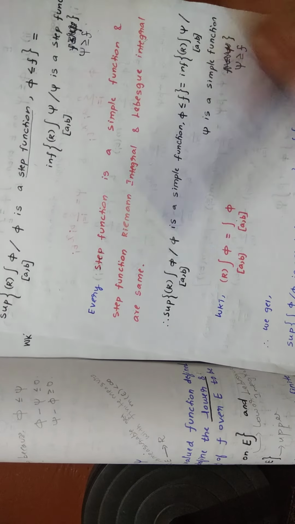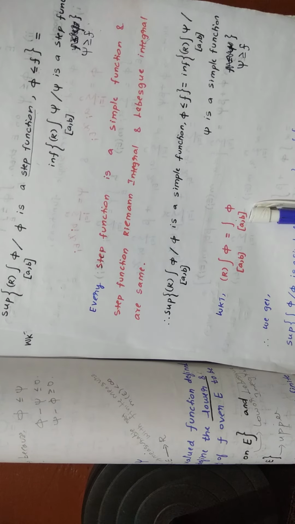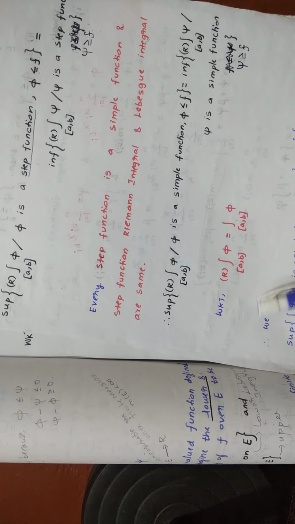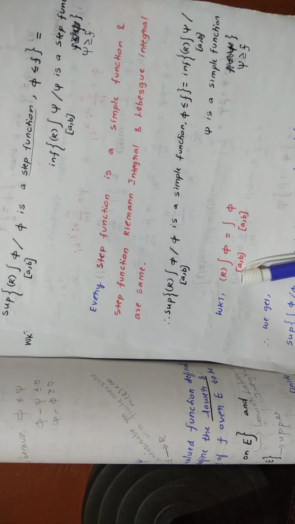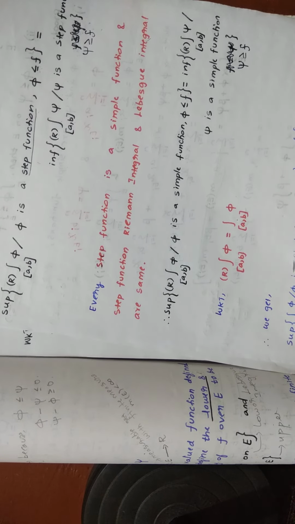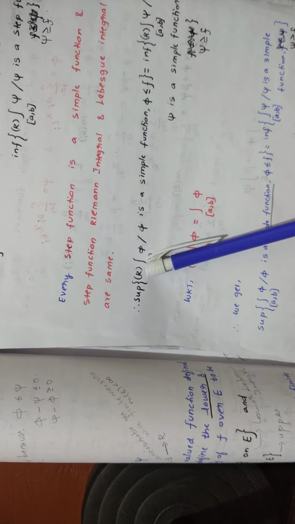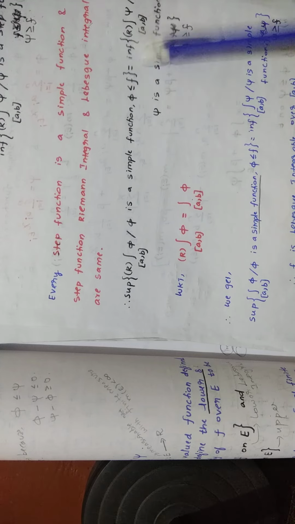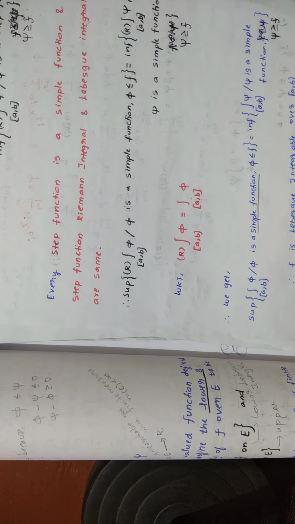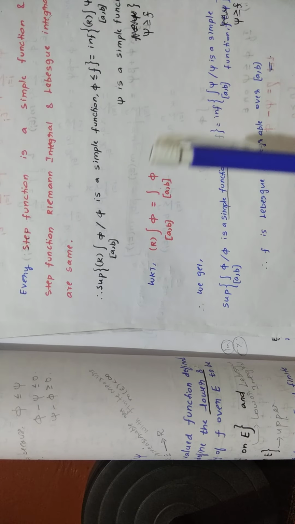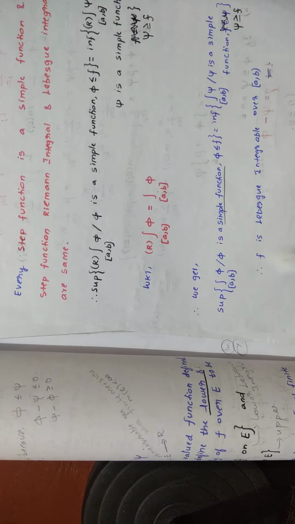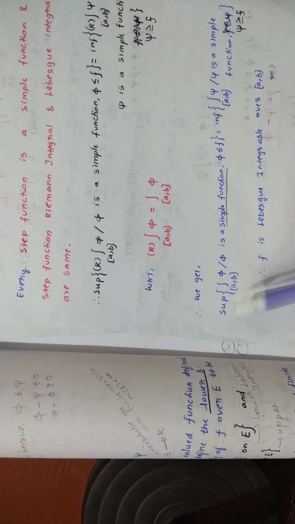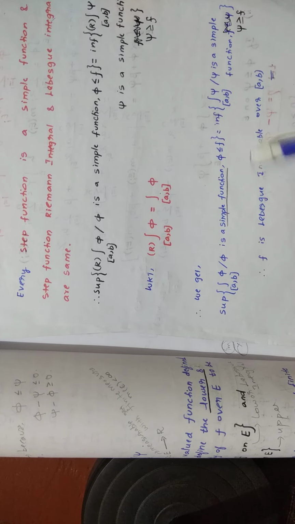Now we know that the Riemann integral and Lebesgue integral are the same, right? So we know that this equals this. In the next line you write this without the R, because this equals this. So you will get this, which is the definition of Lebesgue integrable.